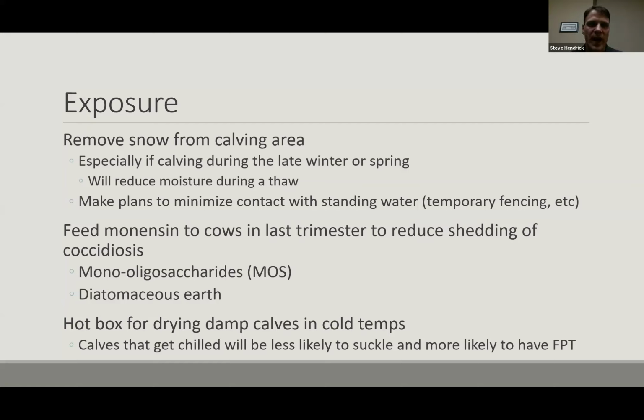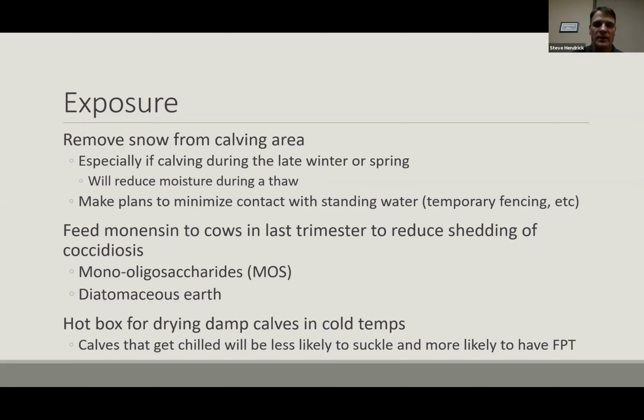Another point that I have here is feeding Menensin in the last trimester. That kind of goes back to feeding as well. In order to get minerals in, we can also try to get a product like that in. Menensin is a coccidiostat, so it'll help reduce some of the shedding in the cows. By doing that, hopefully we reduce the infection pressure during the calving season as well. There are other products out there.